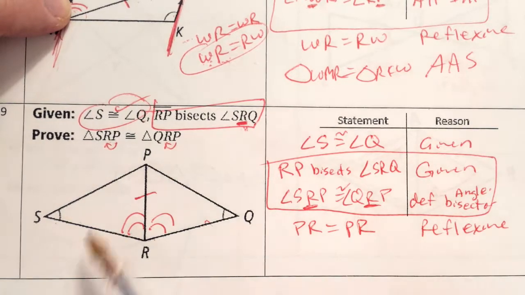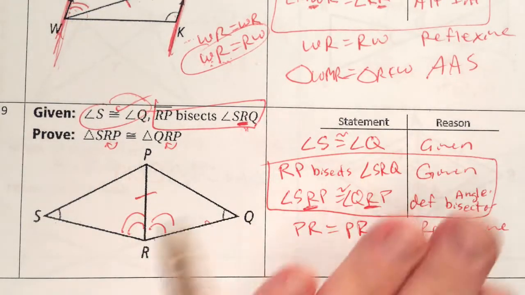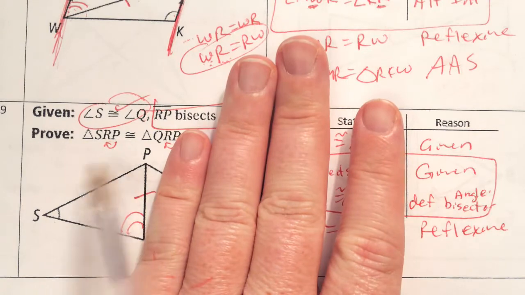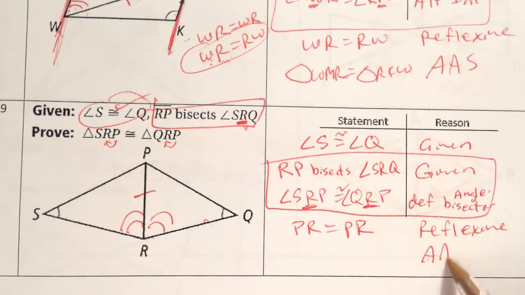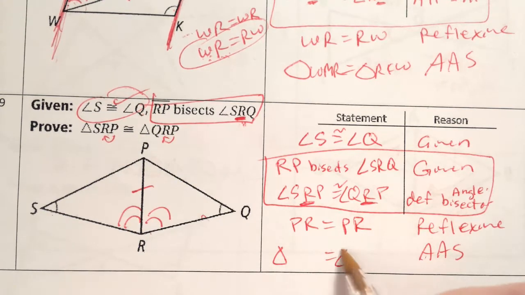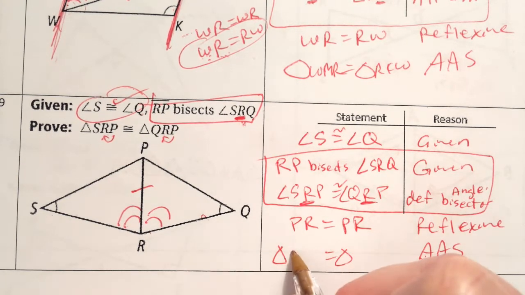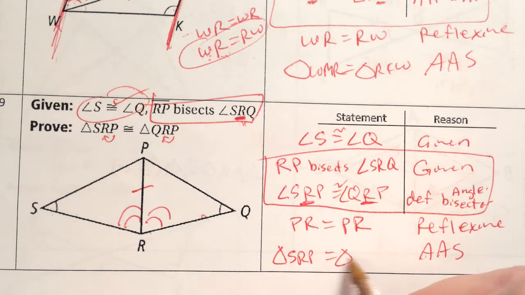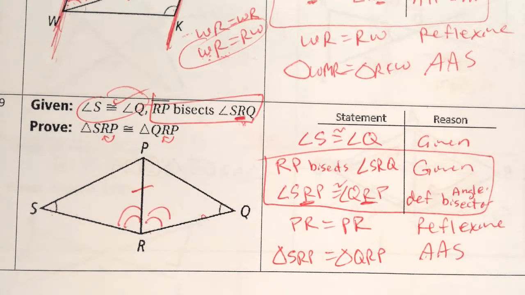Okay, so now we have enough bits of information. We have 2 angles, so go to the third angle, go in a circle. We would get angle, angle, side, or side, angle, angle. Both the same. So triangle is equal to triangle because of that. So triangle SRP is equal to triangle QRP. All right, rolling right along.